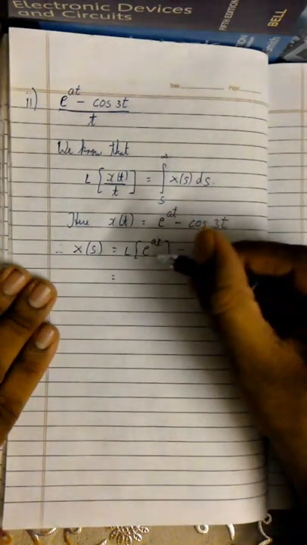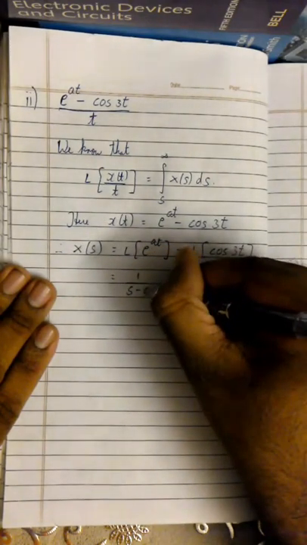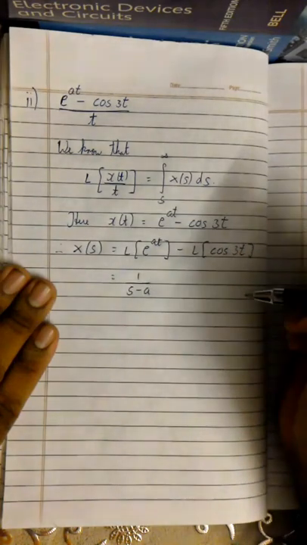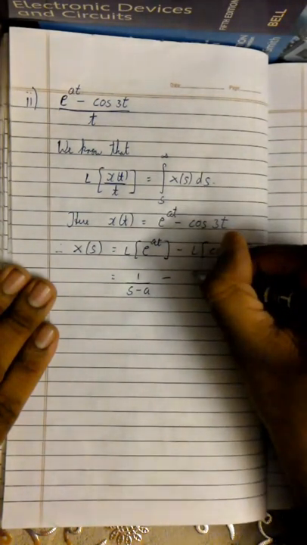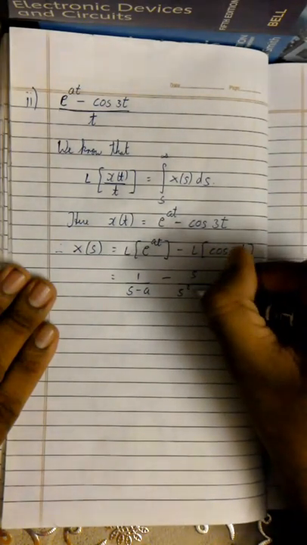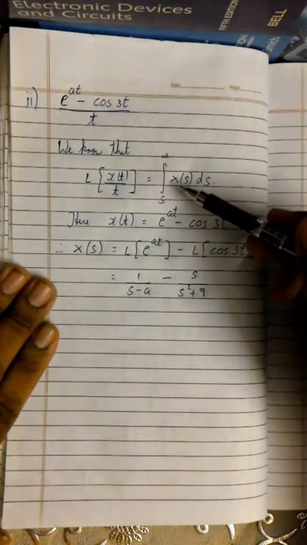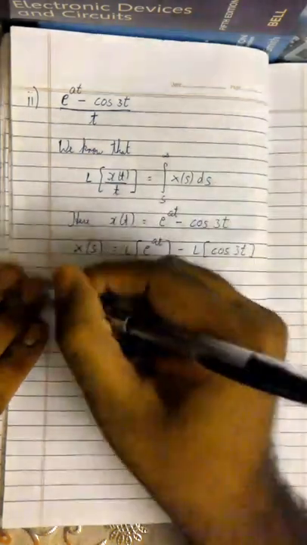So the Laplace transform of e raised to at is 1 by s minus a, because it is e raised to plus at. Minus the Laplace transform of cos 3t, which is s by s square plus 9. All I need to do is simply substitute this in this equation and find the integration. That's all, so you will get the answer.